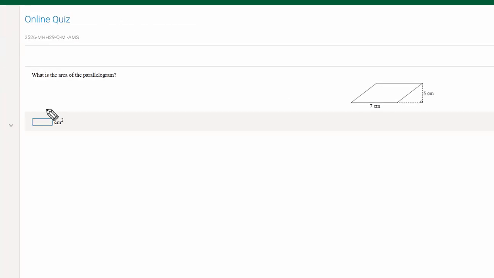So here, what is our formula for the area of a parallelogram? The area of a parallelogram is always base times height. Now, it's very important for everyone to understand what the base is and what the height is, without just blindly writing the numbers and multiplying them together. This is the base and this is the height. The base is 7, the height is 5. So 7 times 5, and you get 35 centimeters squared.